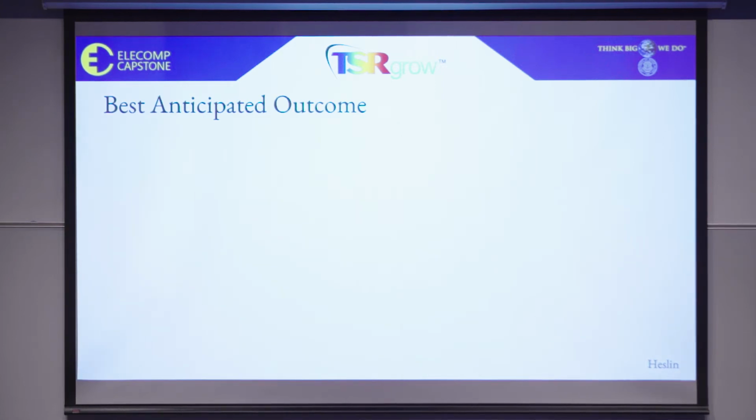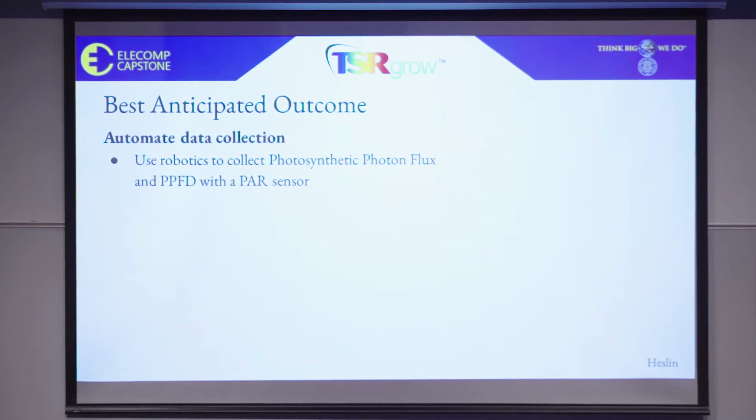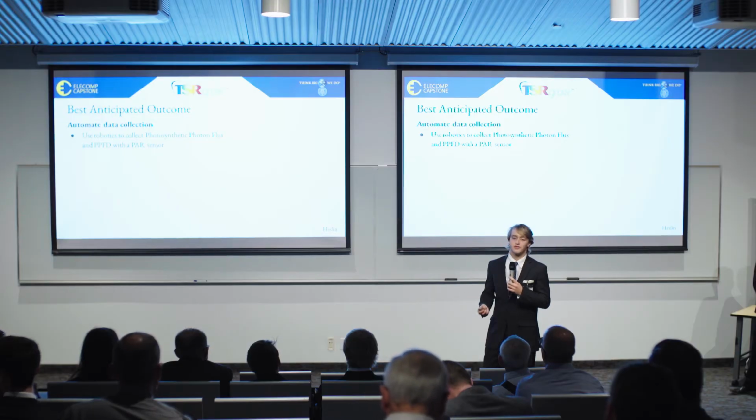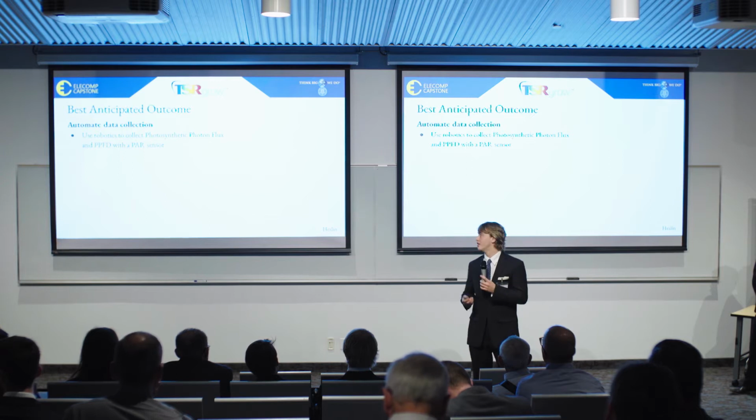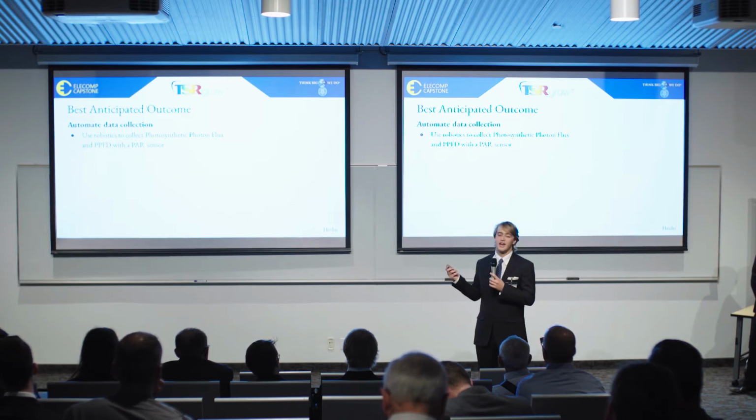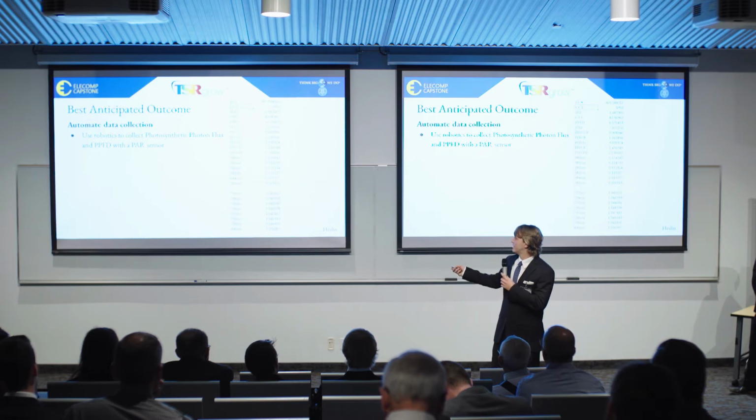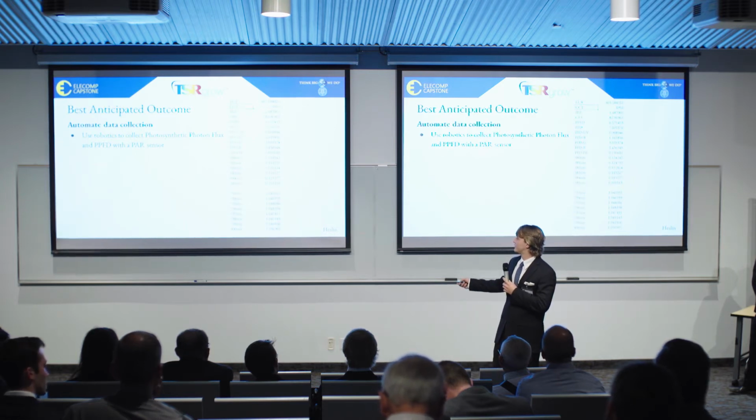So some of our best anticipated outcomes, we have three. First one would be to automate our data collection. We would like to use robotics to collect the PPF, which is photosynthetic photon flux, and PPFD, photosynthetic photon flux density, using a photosynthetically active radiation, or PAR, light sensor. You can see right here some of the data that one of these light sensors would give you.